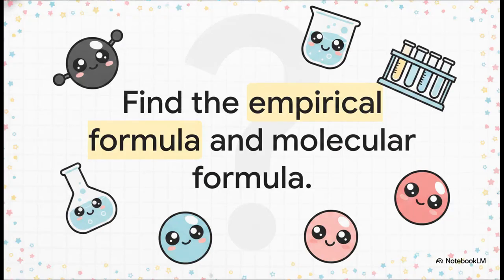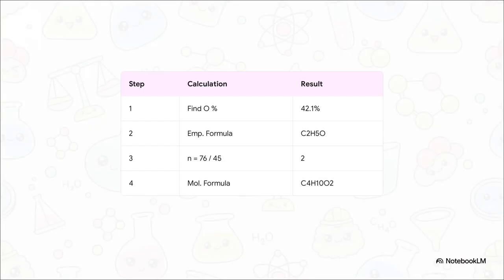Now for archetype 2. This is the classic 4-mark structured empirical and molecular formula question you'll see in Section B. An organic compound has 47.4% carbon, 10.5% hydrogen, and the rest oxygen. The relative molecular mass is 76. Find its empirical and molecular formula. Let's guide you through the math here.